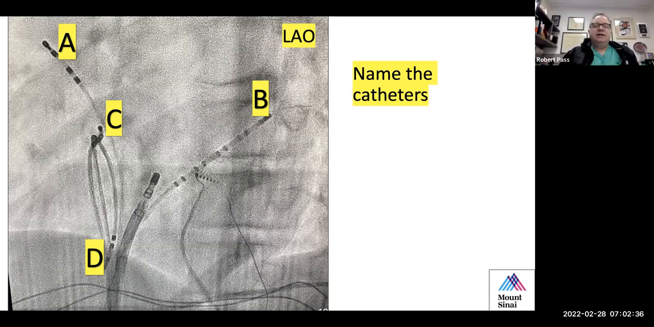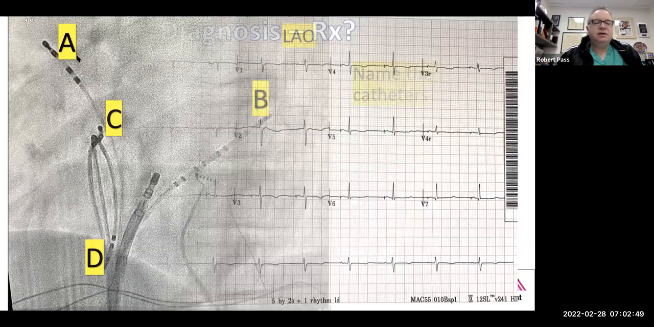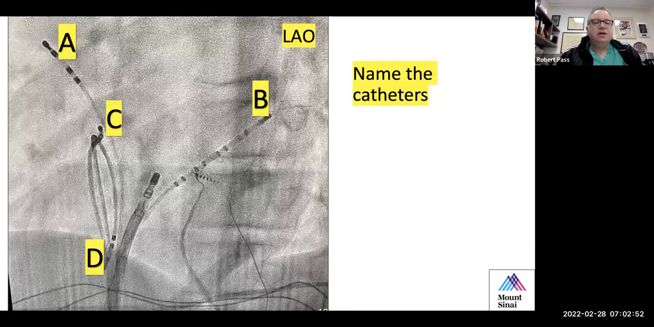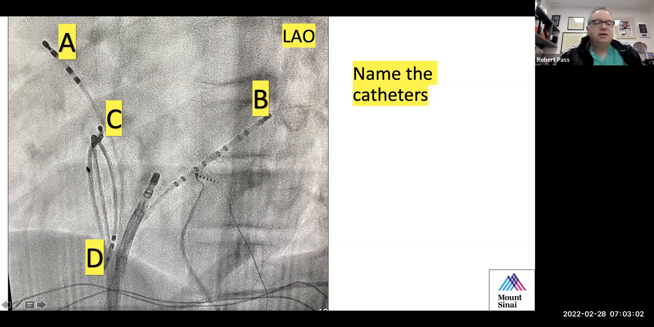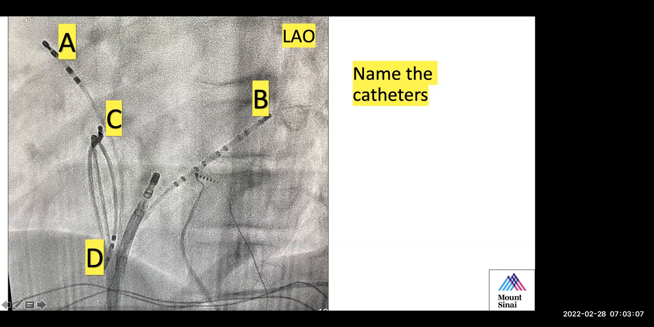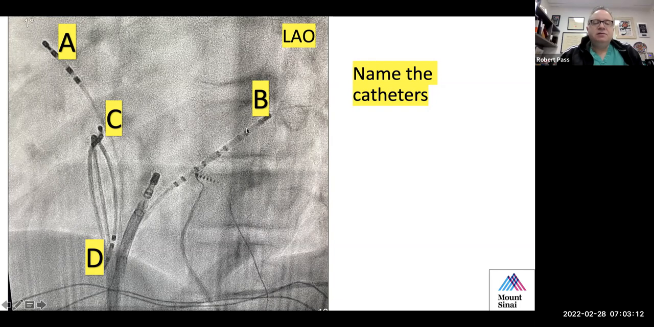Okay, so let's name the catheters. We're looking at the LAO projection of a patient who's having a standard SVT ablation. Let's see if we can figure out what we're looking at here. Where is this catheter, do you think? A. This is the high right atrium. Exactly right. Where's this catheter here that's labeled C? Is that one the His catheter? Indeed it is. Very good. What is B here?